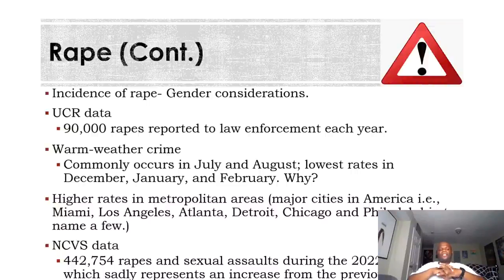And then, of course, the National Crime Victimization Survey data talks about how there's nearly 443,000 sexual assaults. This data was taken from the 2022 survey year, which is an increase from the 2021 survey data. But again, we only see 90,000 rapes reported criminally. So we're not even at half. We're not even really at a quarter. We're talking almost one-fifth of all sexual assaults are reported to police. That's highly problematic.